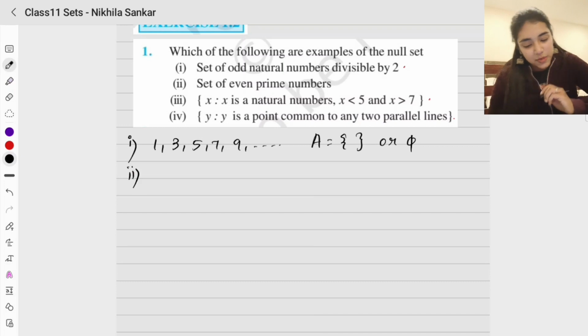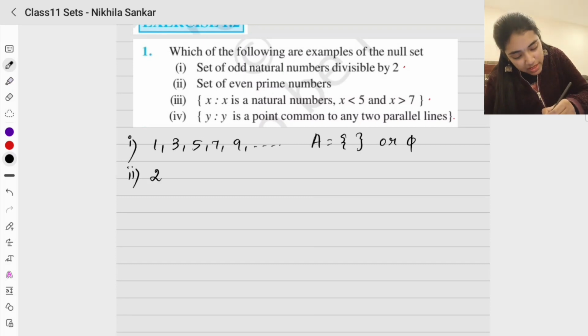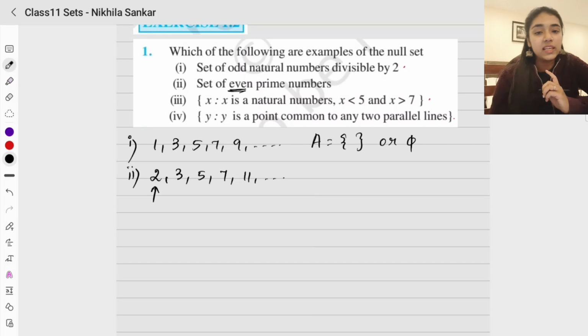Okay. Second subsection. Set of even prime numbers. So what are all my prime numbers? One is neither prime nor composite. So prime numbers start from 2. 2, 3, 5, 7, 11 and so on. Set of even prime numbers. 2 is the only even prime number.